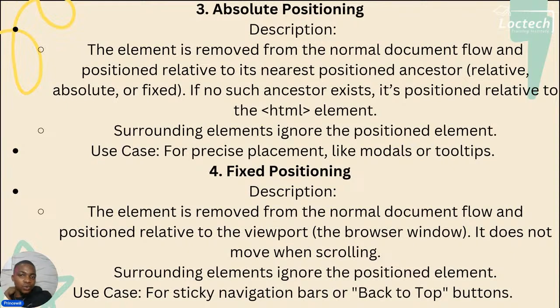The element is removed from the normal document flow, right, and positioned relative to its nearest positioned ancestor, right? Relative, absolute, or fixed. If no such ancestor exists, it's positioned relative to the HTML element. Surrounding elements ignore the positioned element. And the use case is for precise placement, like modals or tooltips. So we're going to see this implementation when we start practicing it, right?